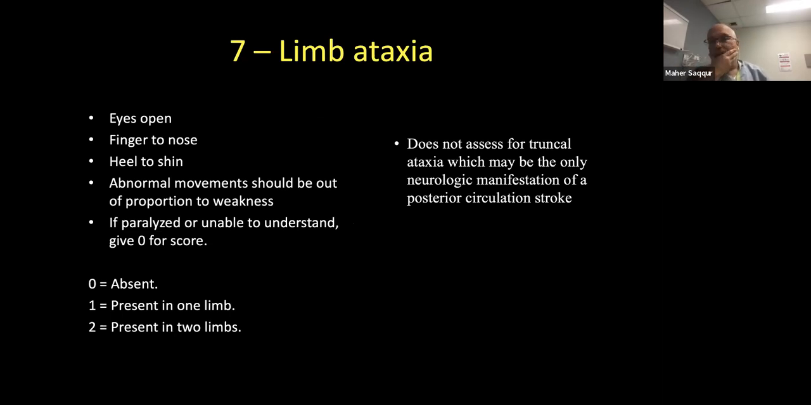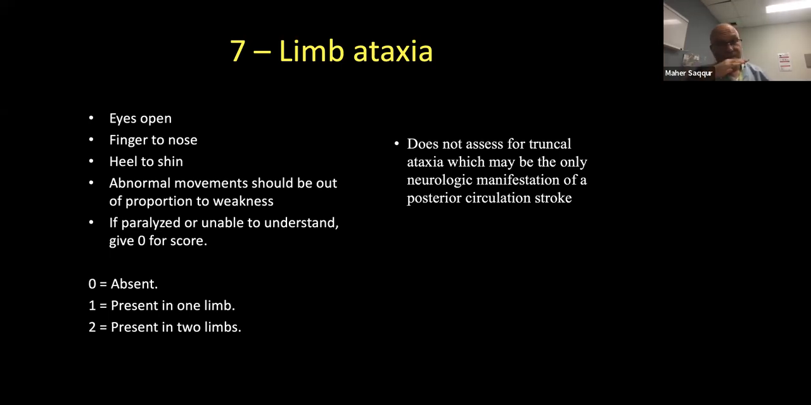Then, after that, item 7, limb ataxia. With eyes open, touch my finger, then take it to your nose. Finger to nose, one side, then the other side. Then heel to shin: take your right heel to the left shin, bring it down, up. Then the left heel to the right shin, bring it down, up.